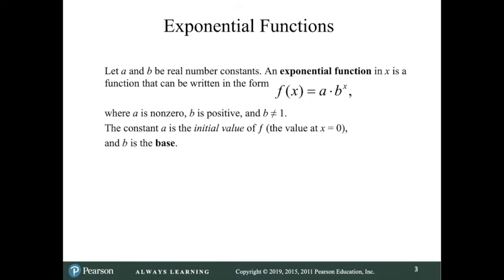So a is the initial value, which means, remember, that when we take f of 0, we should get a. So if we take f of 0, notice this would be a times b to the 0. Anything to the 0 is just 1. So this is a, that checks out. So the initial value is a, and b is the base.